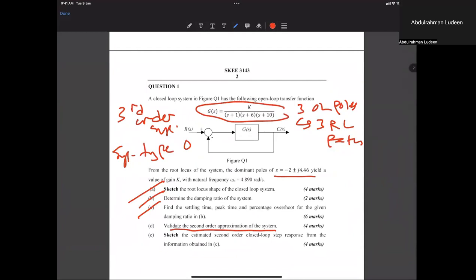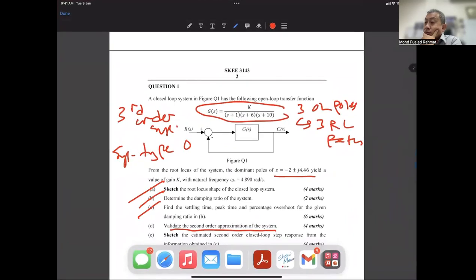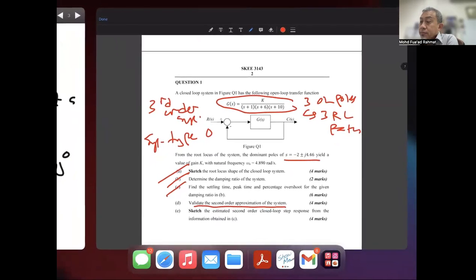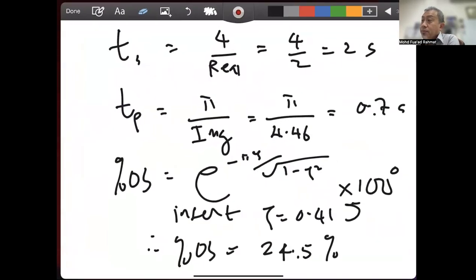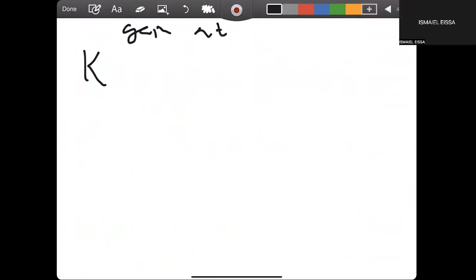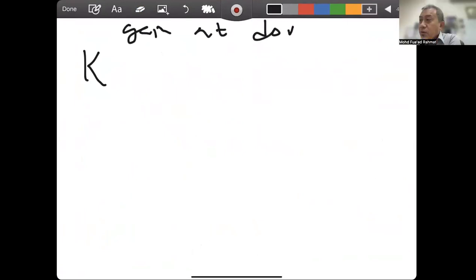First you have to find the k value first. Find the k value first. Yes, doctor. What is the k value at the dominant pole?